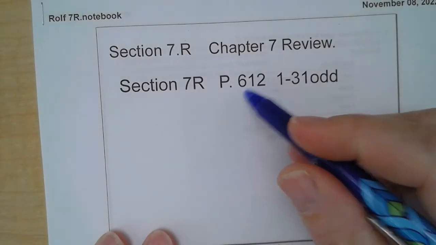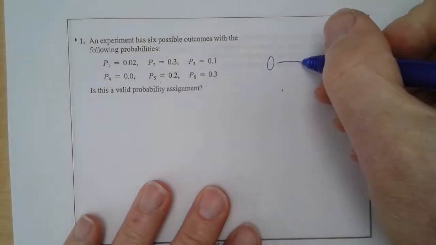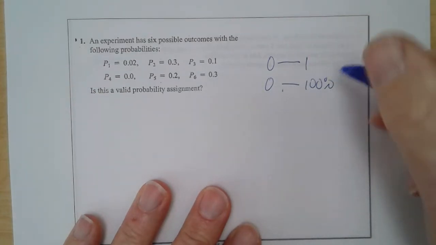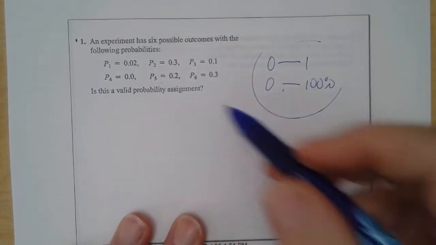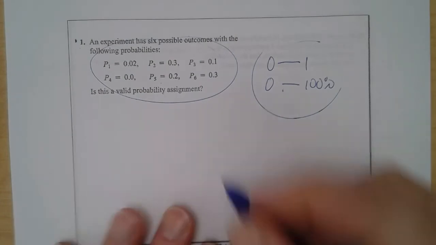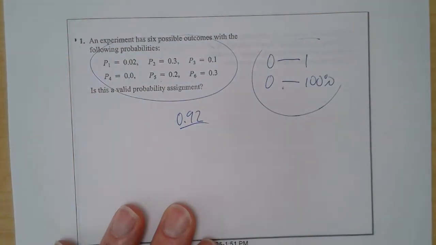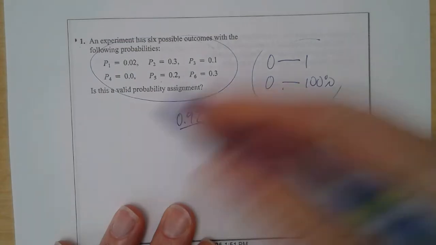All right, here's the Chapter 7 review, 1 to 31 on page 612. So we know that probability can range from 0 to 1 or from 0 to 100%. So all the probabilities have to add together to either 1 or 100%. If we add all these together, we do not get 100%. We add them all together, we get 0.92. That's not 100% or 1. So this is not a valid probability assignment or a distribution, whatever you want to call it.